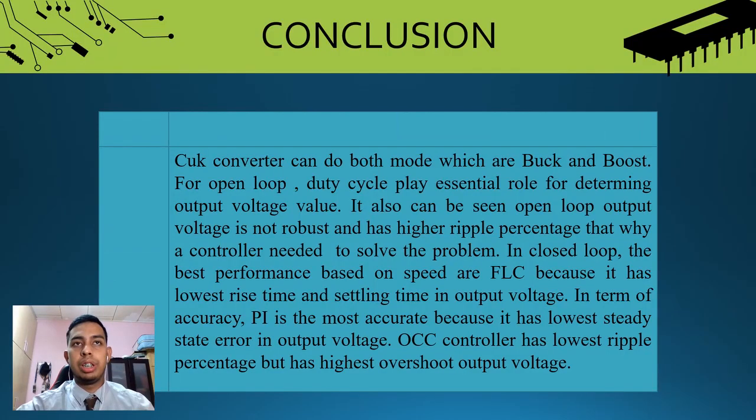In conclusion, the chute converter can do both modes, which are buck and boost. In closed loop, the best performance based on speed is FLC because it has the lowest rise time. In terms of accuracy, PI is the most accurate because it has a lower steady state error in output voltage. The OCC controller has the lowest ripple percentage but has the highest overshoot in output voltage.